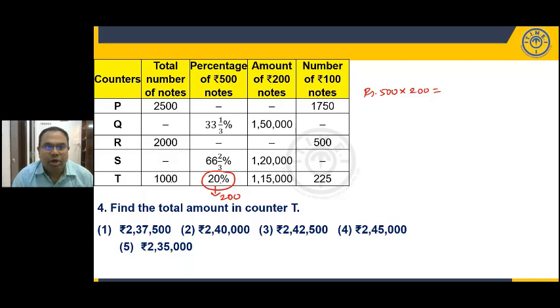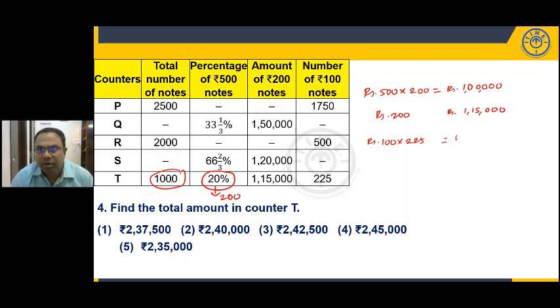Very good. So 20% means 200, 500 rupee notes, ma. Out of total 1000 notes, 20% are 500 rupee notes. 20% is 200. 5 into 2, 10. So it is 1 lakh. 200 rupees, already I know the amount here. Rupees 1 lakh 15,000. And 100 rupees, I have 200 into 225 notes. Rupees 22,500. So if I add this, 2 lakh 37,500. This is the total amount. First option. Very good. First option.